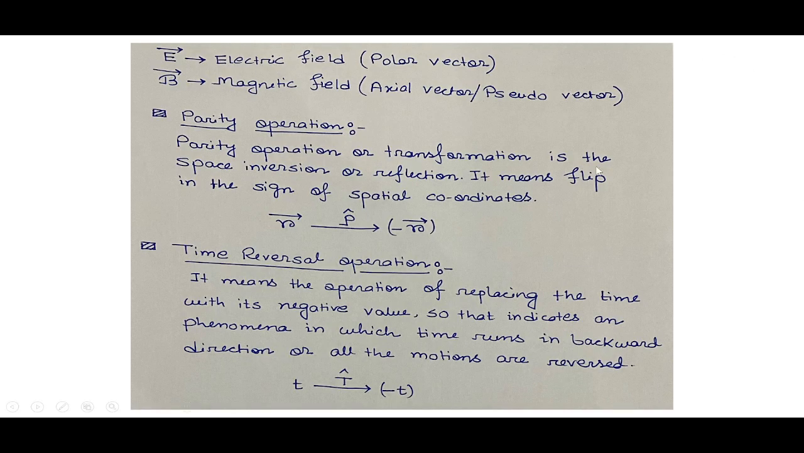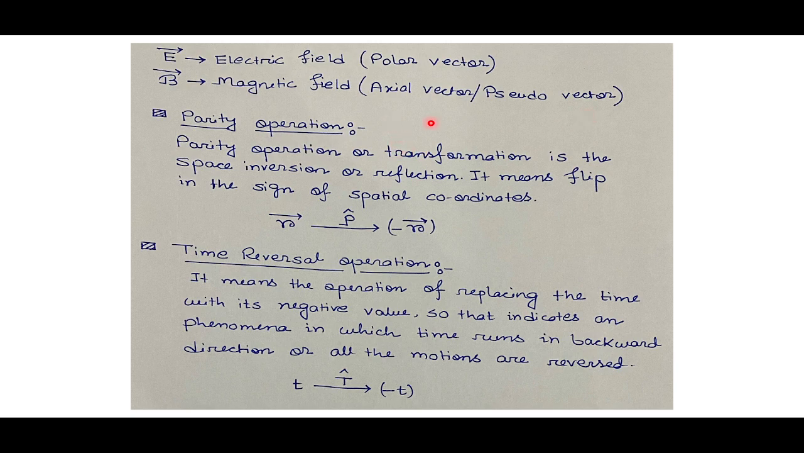So I will give a brief introduction. I think you know this, but that is maybe not too relevant. I will not explain polar vector and axial vector here. You will find it in the mathematical physics book. So your electric field vector is a polar vector, right? Your magnetic field vector is an axial vector or pseudo vector.